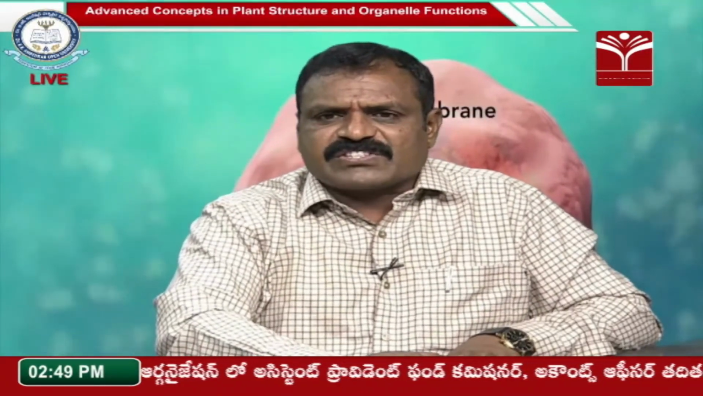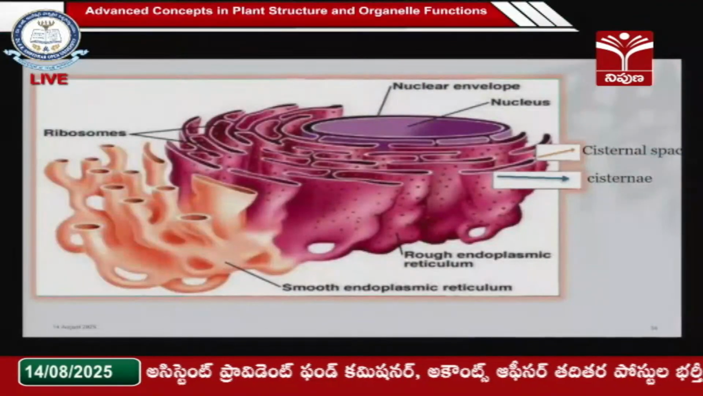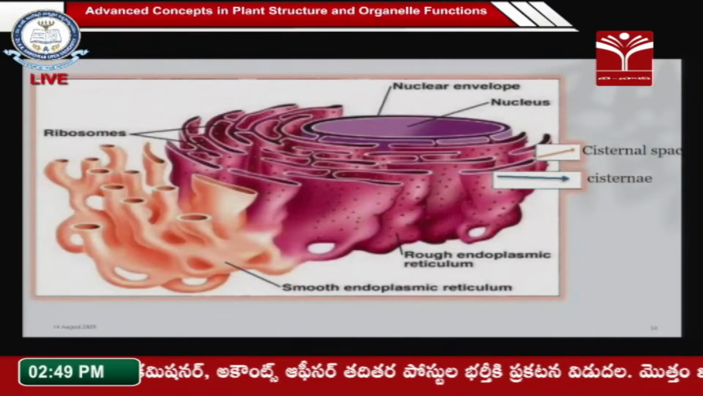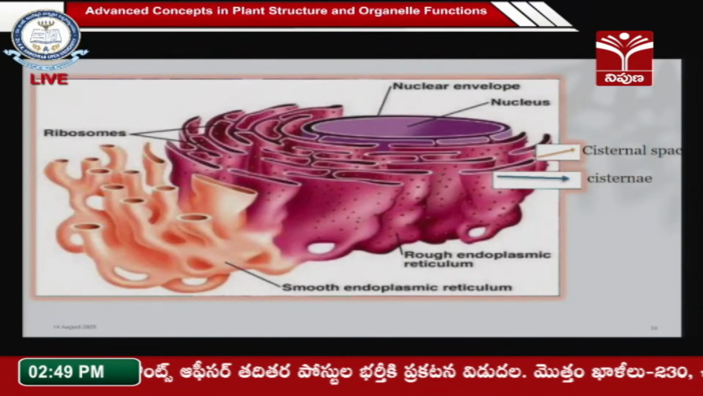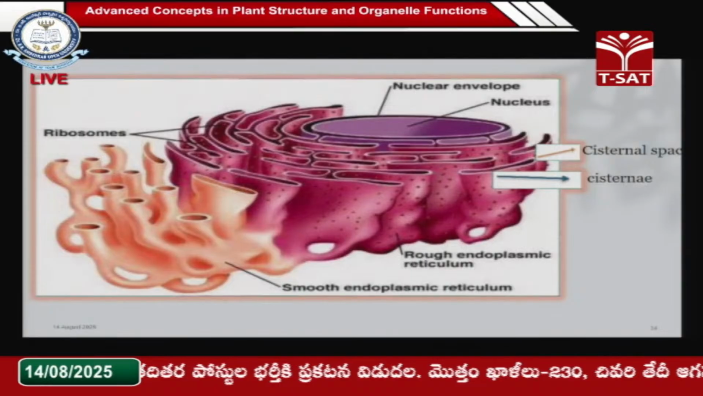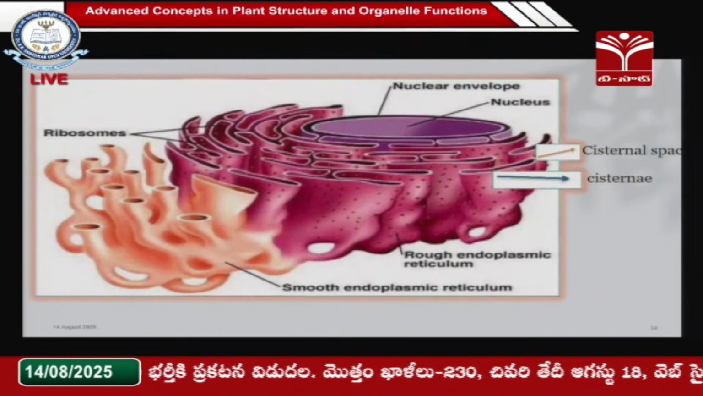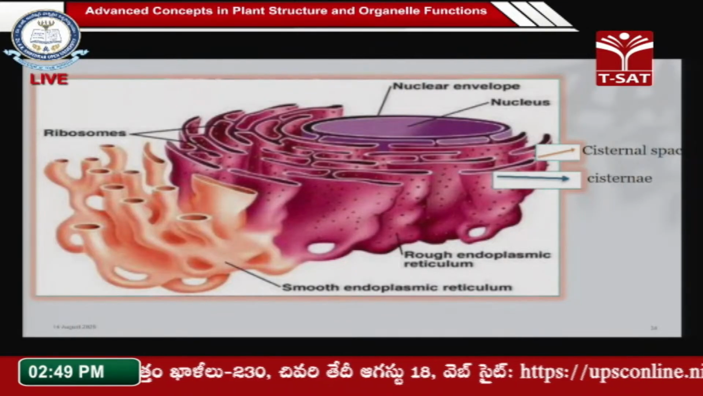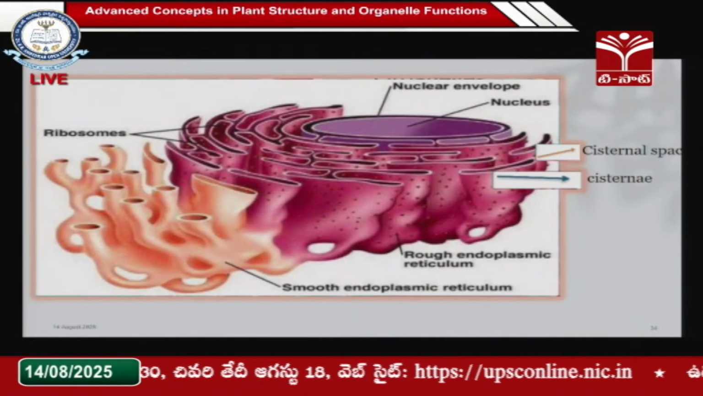Now we observe the beautiful structure of the endoplasmic reticulum, the cisternae, which are attached from the surface of the external nuclear envelope to the surface of the plasma membrane. So that's why we call the endoplasmic reticulum the longest cell organelle.